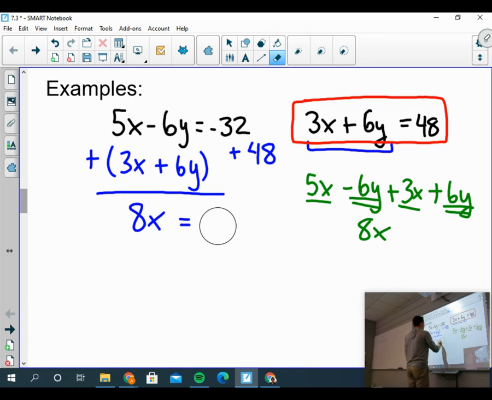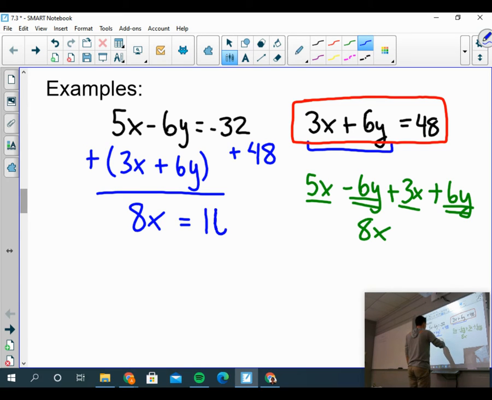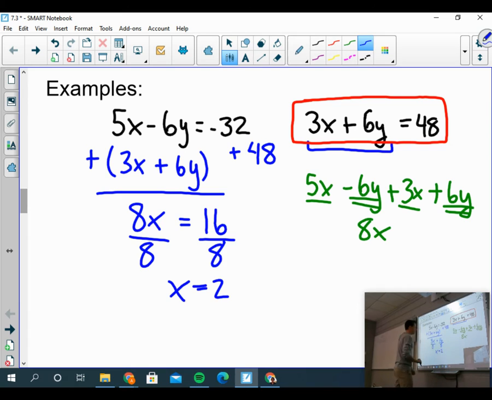Now that's immensely nicer because now I have some like terms I can combine. Negative 32 plus 48 is 16. And holy cow, I've got a much easier problem to solve. And I quickly find out that x equals 2. This is the idea of elimination.